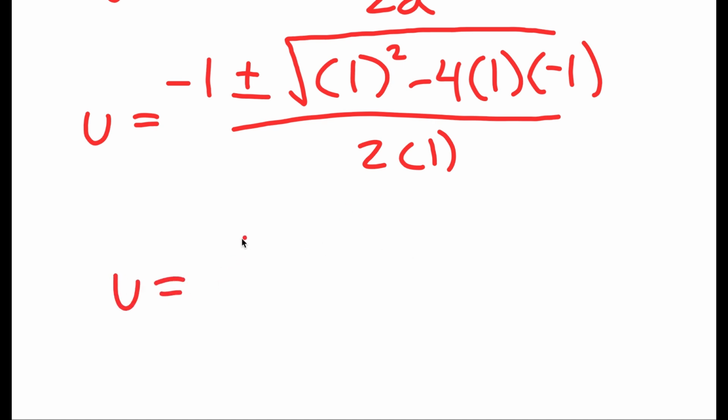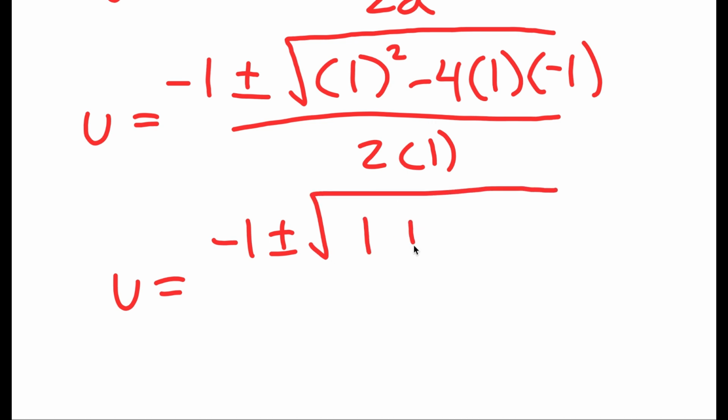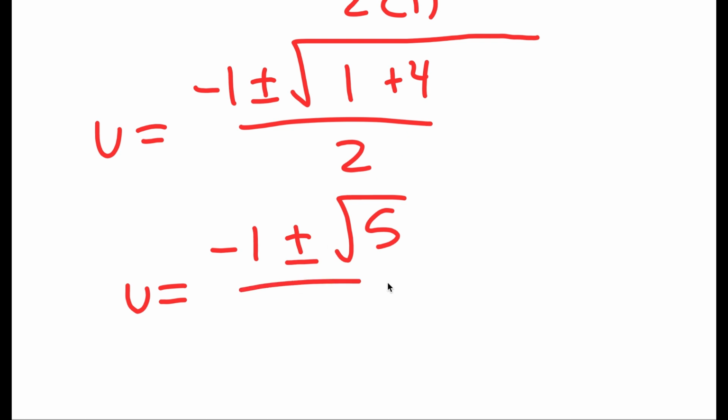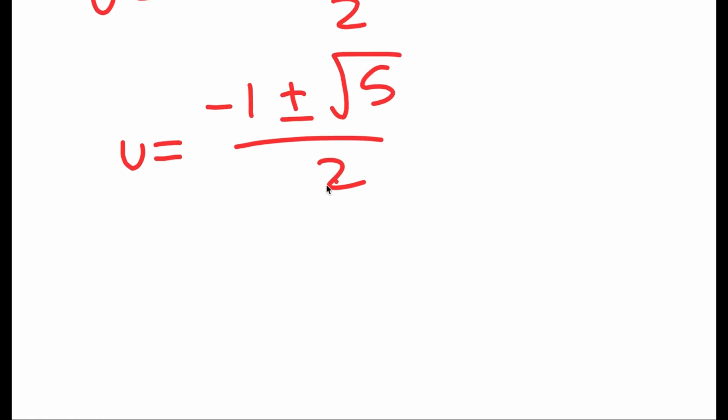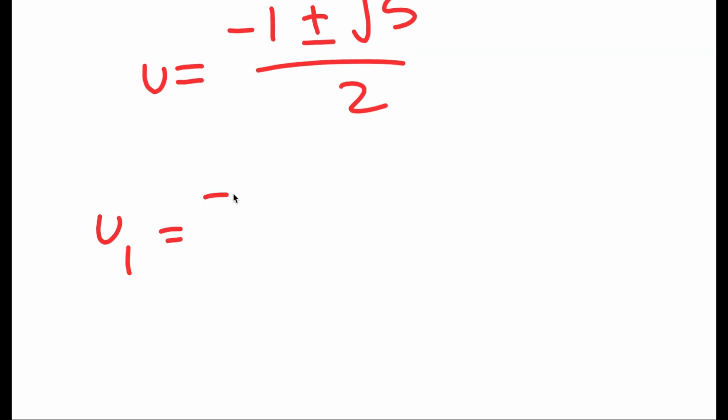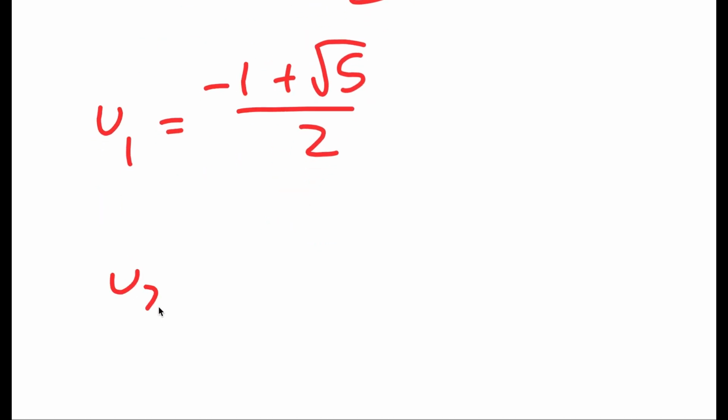So I get u is equal to negative 1 plus or minus the square root of positive 1 plus 4 over 2, which is equal to negative 1 plus or minus the square root of 5 over 2. 1 plus 4 is 5. And then now, as you can see, we have our solution of u. We have two solutions of u, negative 1 plus the square root of 5 over 2, and negative 1 minus the square root of 5 over 2.